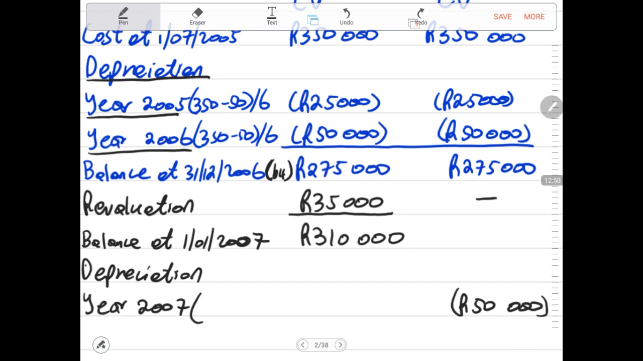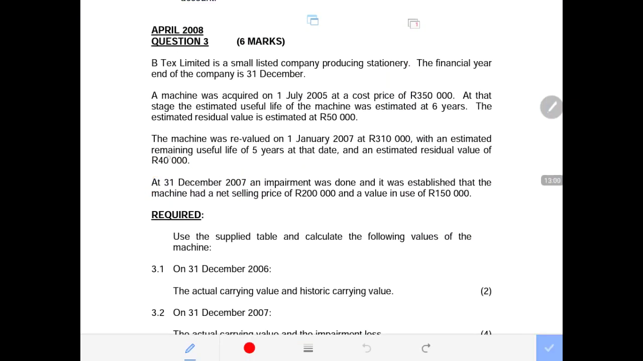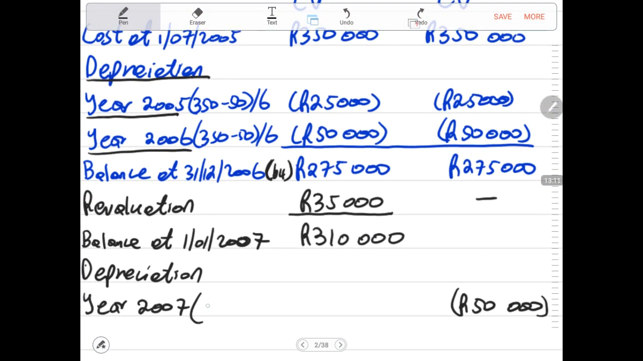Then now we have the revalued asset. Remember, under our actual, that revalued asset, which is 310,000, had a new residual value. The new residual value was 40,000, don't forget, and the remaining useful life was 5 years. So now when we're calculating depreciation under actual, we need to be aware of that change. Therefore now it will be the revaluation value of the asset minus 40,000 rands, and we divide by 5 years. Very easy, very simple.